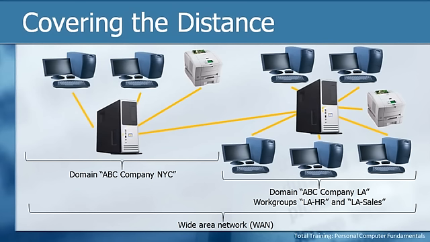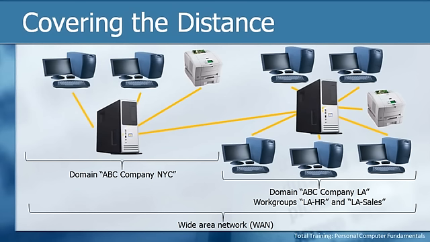On the other side, we have the domain for the ABC company in LA. They also have their own server, but they're a little bit bigger. They have a couple of computers that are part of the HR group, and then they have 3 computers that are part of the sales group. So this domain is broken down into 2 different work groups. The work groups have certain permissions shared amongst themselves, but they also can share information back and forth between HR and sales as is appropriate based on what the server allows.